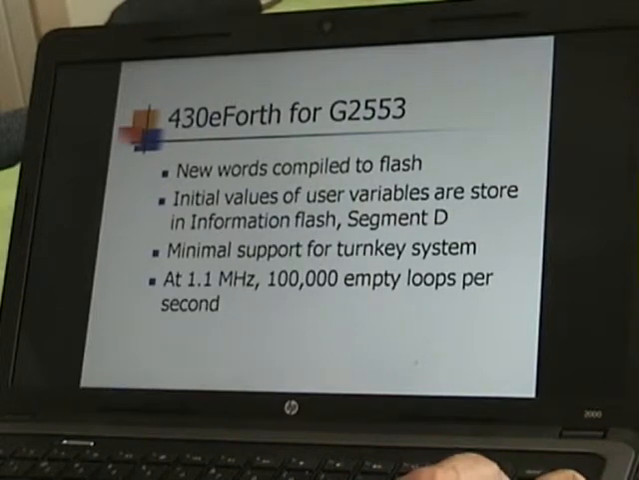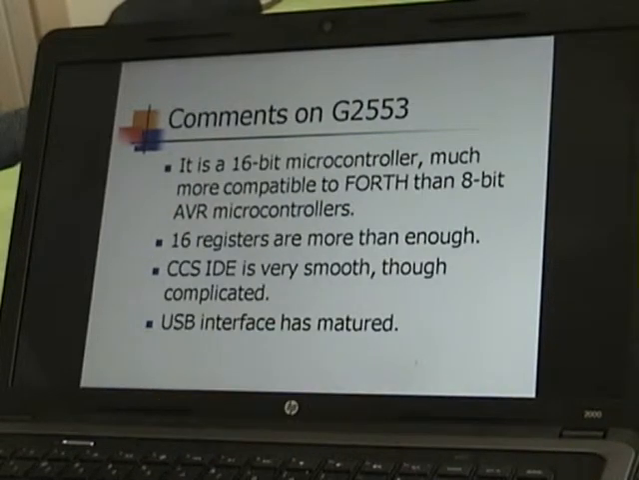The CPU is a 16-bit CPU, so it is much nicer than any of the 8-bit microcontrollers. The MSP 430 is a 16-bit microcontroller, and so it's much more compatible to Forth than the 8-bit AVR microcontrollers. 16 registers are more than enough. I used only about 6 for the Forth to run.